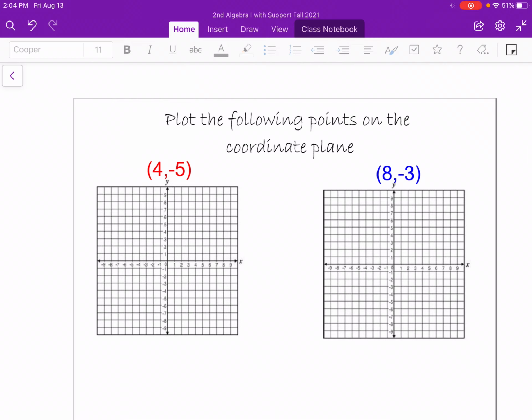So I want you to pause the video and try these in your groups to see if you can get them.